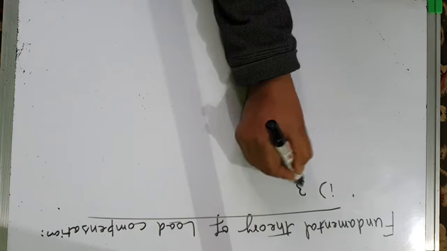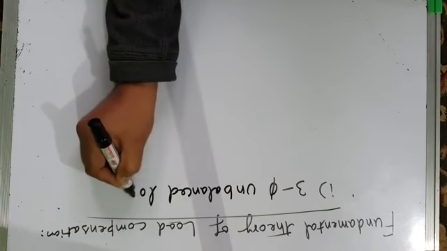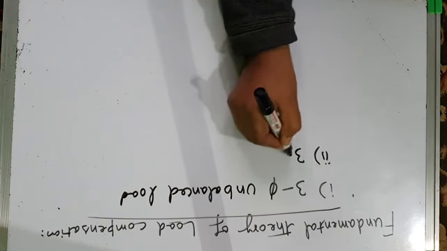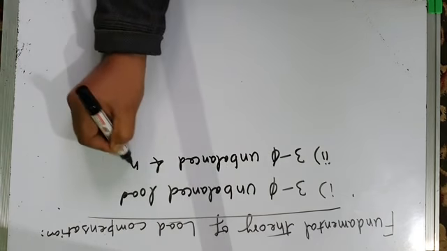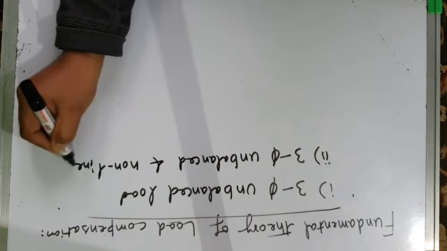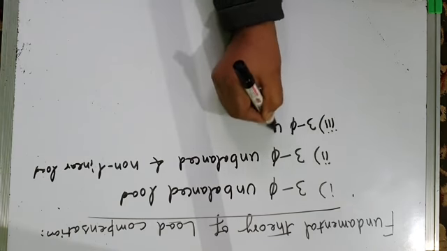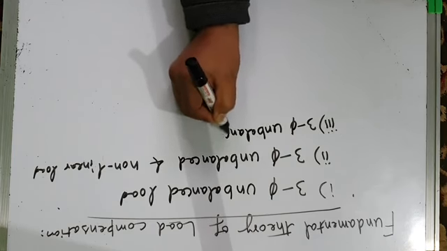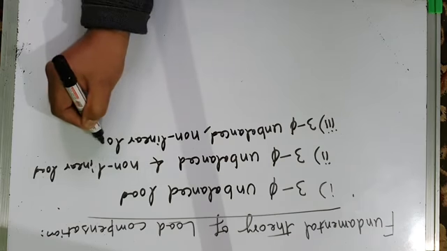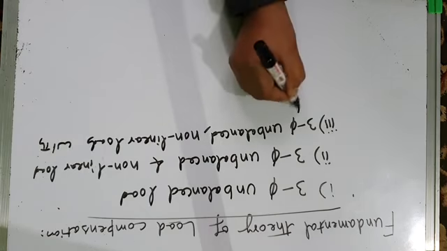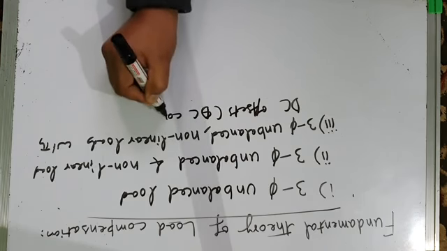Number one, three-phase unbalanced load. This is one category. Second category is three-phase unbalanced and non-linear load. And third category is three-phase unbalanced non-linear load with DC offsets or DC components. DC offsets means DC components.